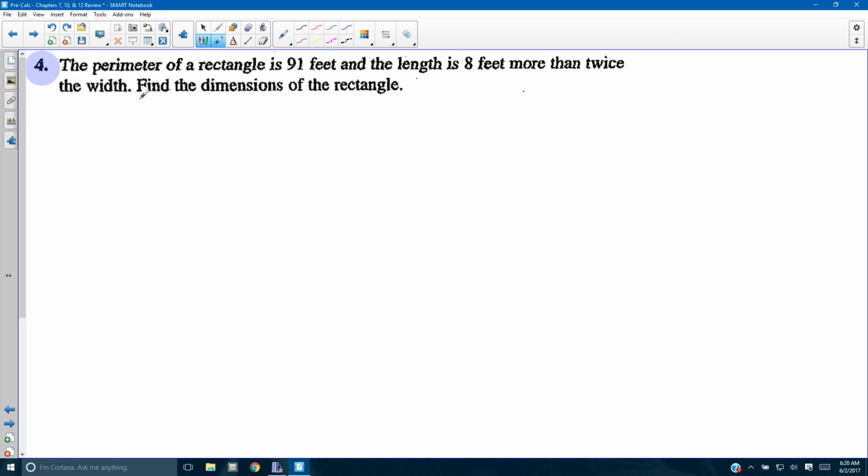Problem number 4, the perimeter of a rectangle is 91 feet and the length is 8 feet more than twice the width. Find the dimensions of the rectangle. Okay, so there was a word problem here. I added a couple more later, but it's not bad to have some beforehand.